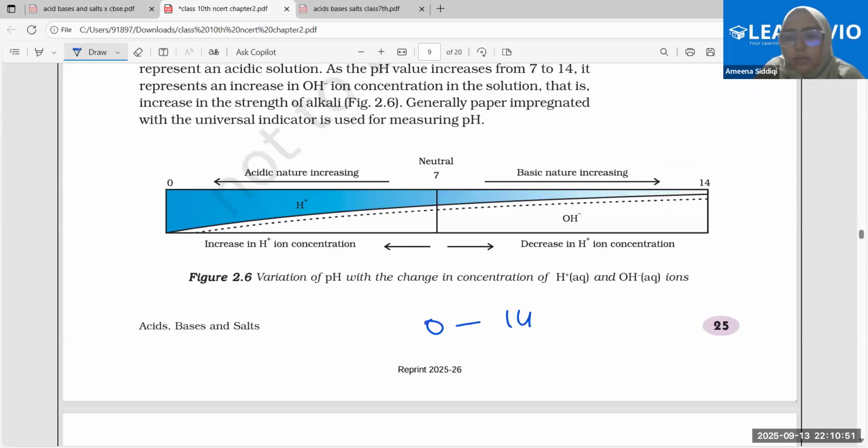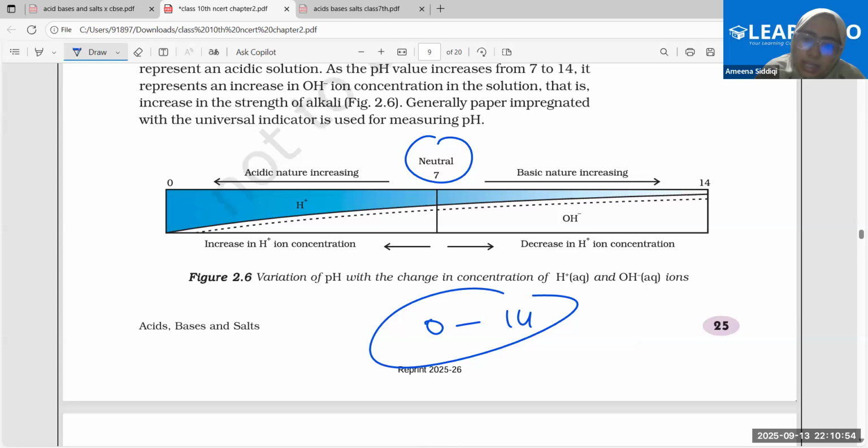So it is from 0 to 14. 7 is the neutral one. pH simply measures the concentration of the H plus ions or the hydronium ions. If we are moving towards the basic pH, that means the concentration of H plus ions is decreasing while the concentration of OH minus ions is increasing. It will not mean that the H plus ions are not there. It's just that OH minus ions are in much greater quantity than that of the H plus ions. That is a simple concept here. The lesser the pH value, the more acidic the compound is. The more the pH value, the less acidic the compound is. I hope that would be clear.